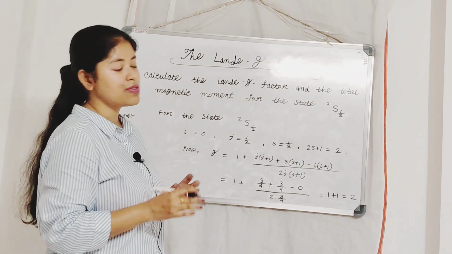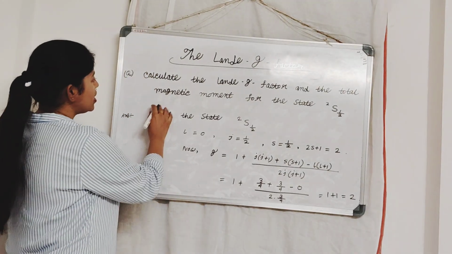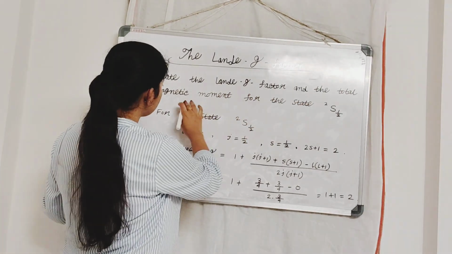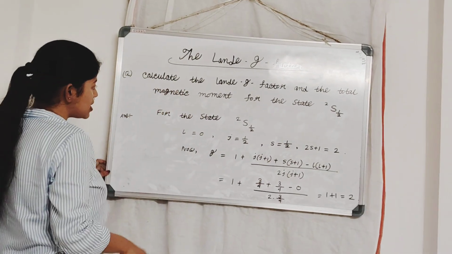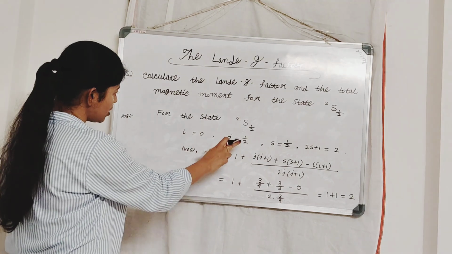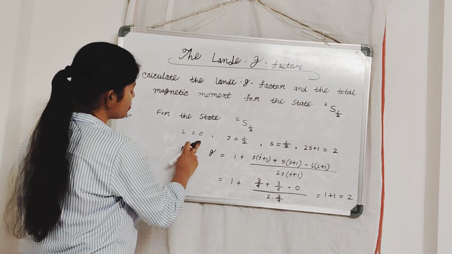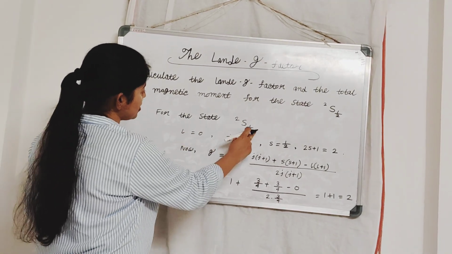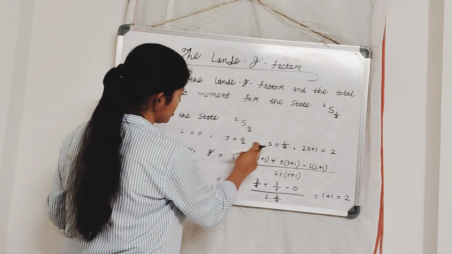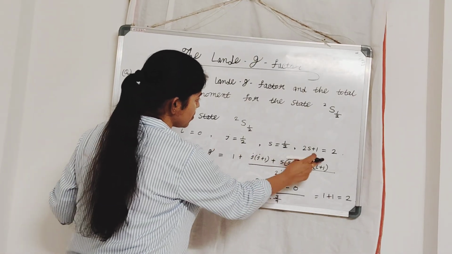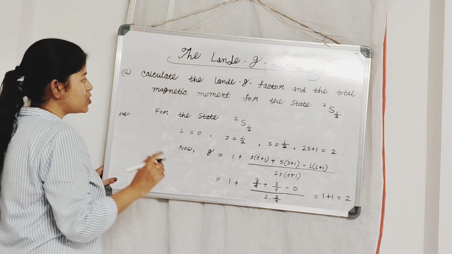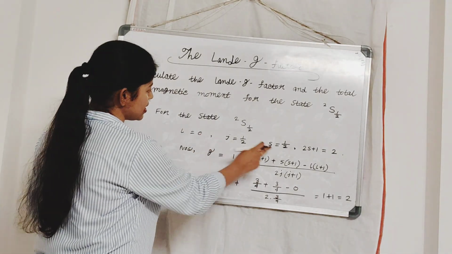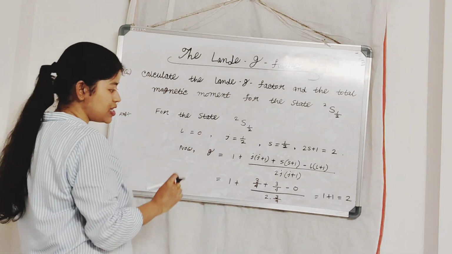Now we will consider one example. Calculate the Lande factor and the total magnetic moment for the state 2S 1/2. For the state 2S 1/2, the value of L, that is S, so the value of L is 0 and J is 1/2, and S equals 1/2, because 2S plus 1 is 2, that means S equals 1/2.